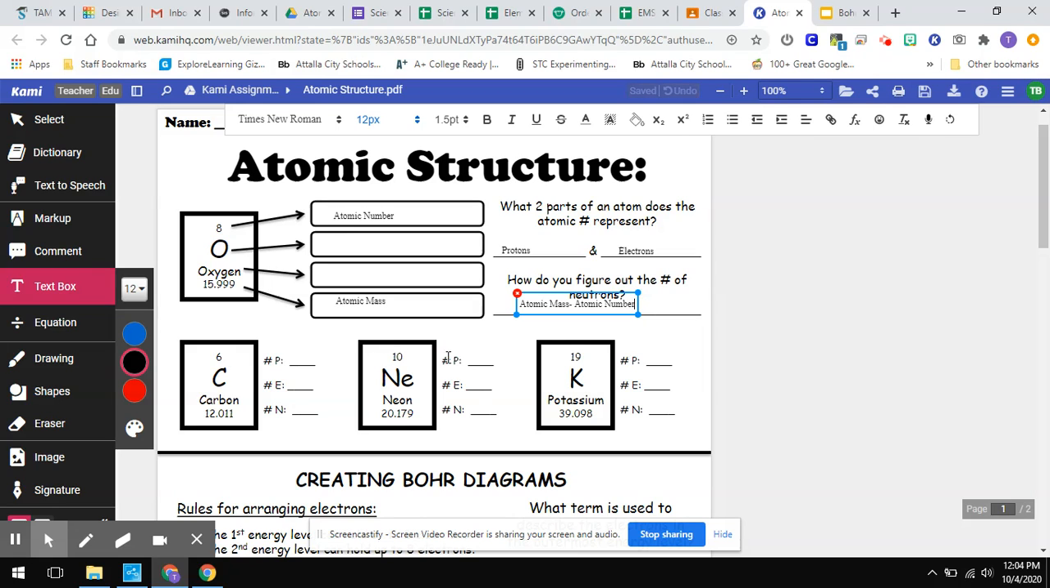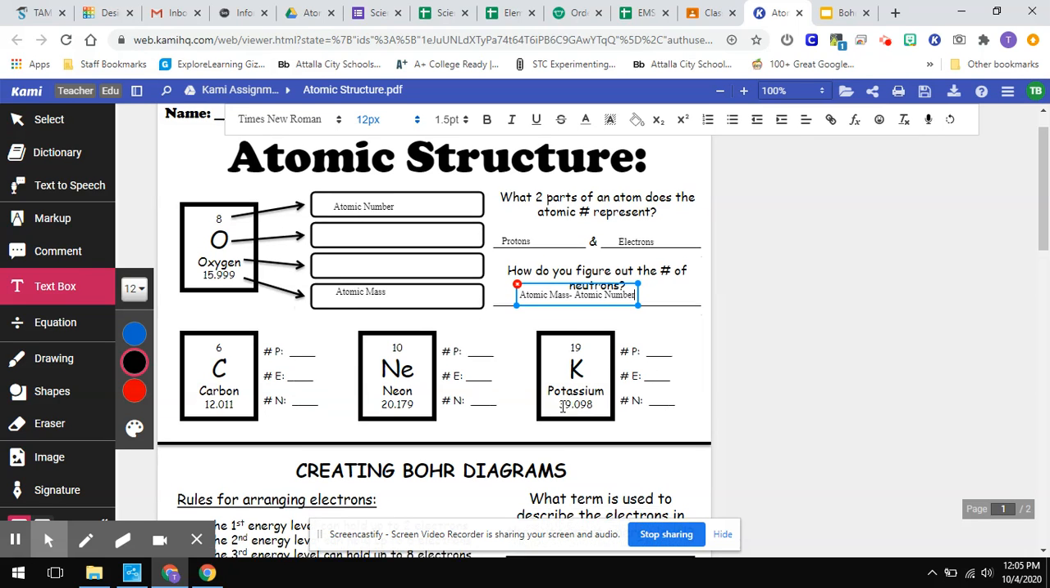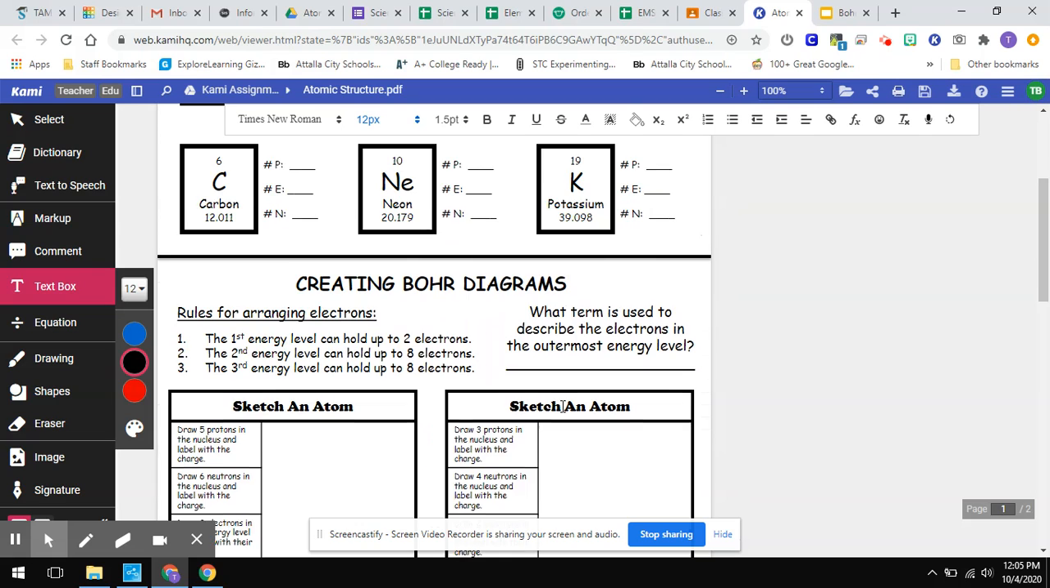Neon's going to be very similar. Protons and electrons both 10. And then our mass is 20.1, so we're going to keep it at 20. So 20 minus 10, our neutrons would be 10 also. For potassium, our proton and electron count would be 19, but this mass is 39.0, so it would stay at 39, and we would say 39 minus 19, and we would have a neutron count of 20. So our proton and electron would be 19, and our neutron would be 20. So that's just an explanation of how to break those down.